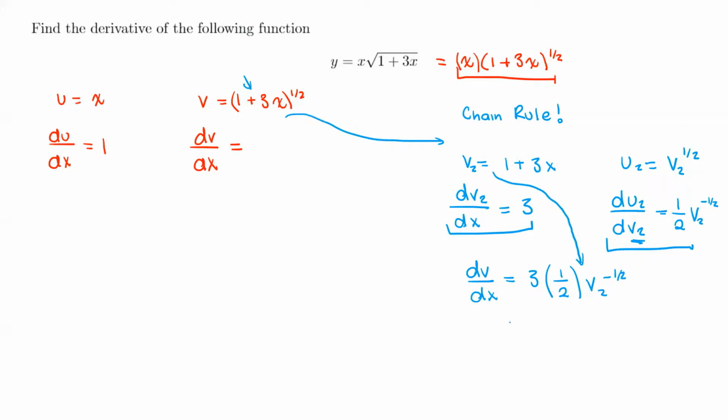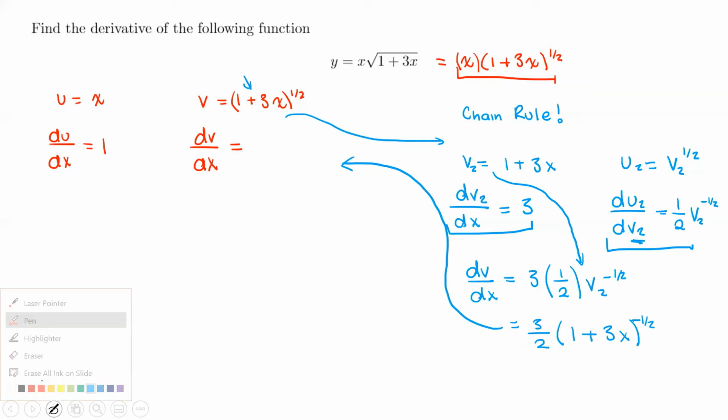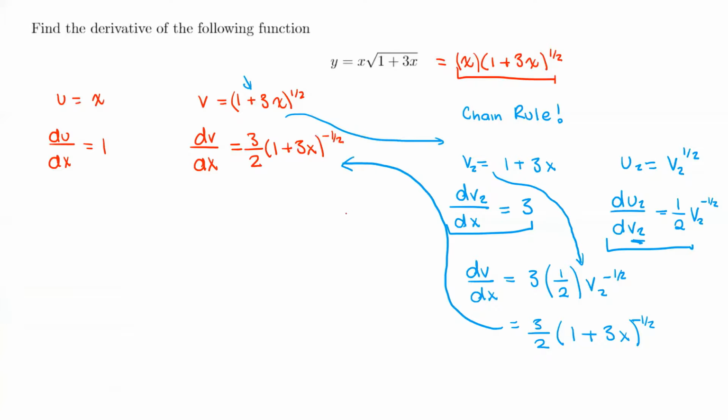So in this case, then we're going to get 3 over 2 multiplied by 1 plus 3x to the power of minus a half. So that's the derivative of 1 plus 3x to the power of a half. That's the derivative of that v up there. So now I can go back up to where I originally was and substitute that in for dv/dx. So we're going back up to the red, and we now know that this derivative was equal to 1 plus 3x to the power of minus a half.